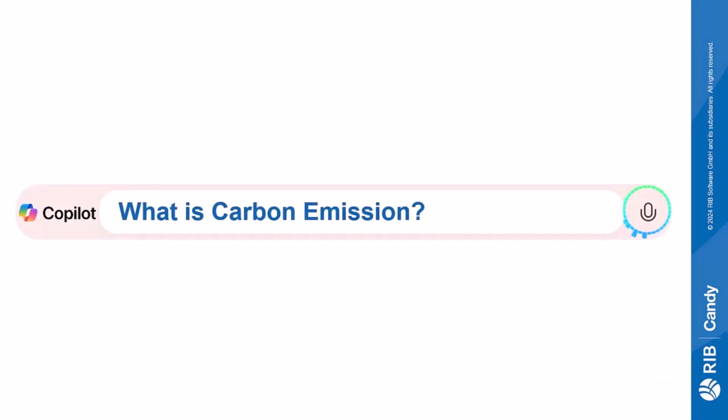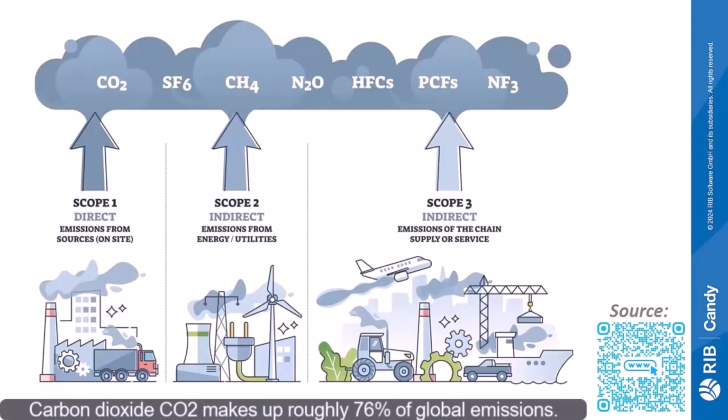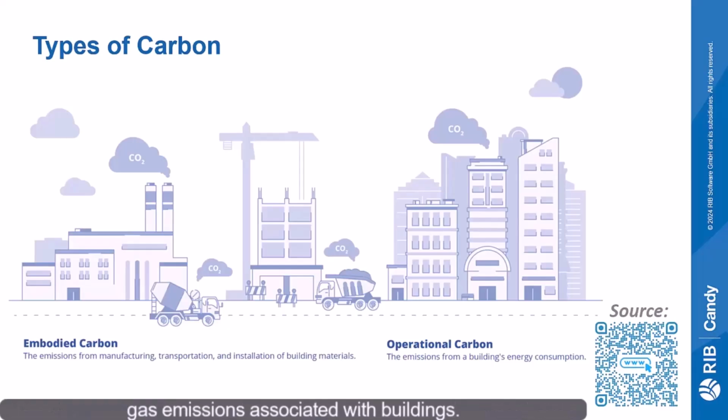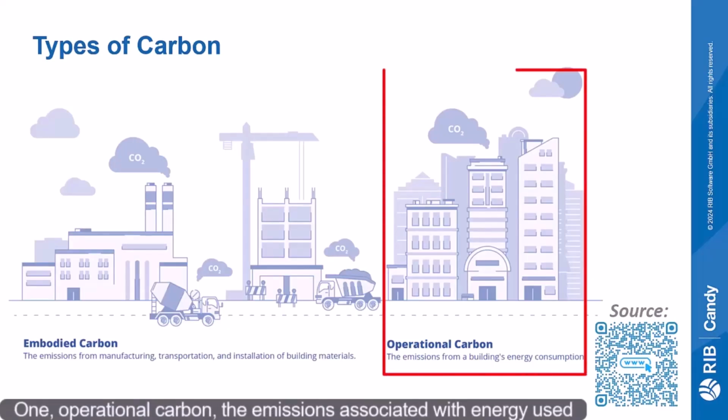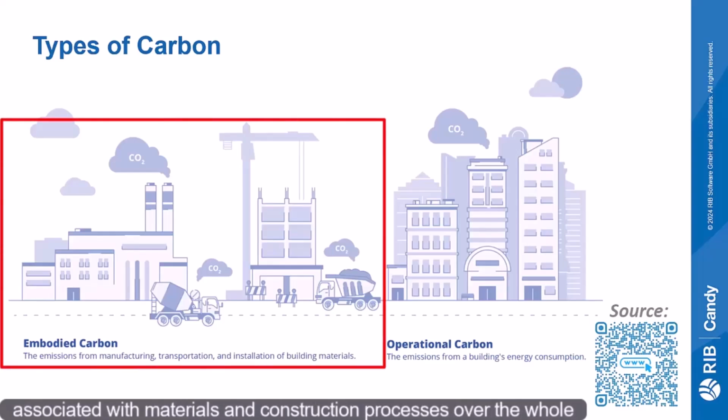Kindly explain what is meant with carbon emissions. Greenhouse gases are substances in the atmosphere, such as carbon dioxide, methane, and nitrous oxide that contribute to global warming. Carbon dioxide, CO2, makes up roughly 76% of global emissions. For this reason, carbon is often used as shorthand for greenhouse gases. Broadly speaking, there are two ways of categorizing the greenhouse gas emissions associated with buildings. 1. Operational carbon, the emissions associated with energy used to operate a building, and 2. Embodied carbon, the emissions associated with materials and construction processes over the whole life cycle of a building.